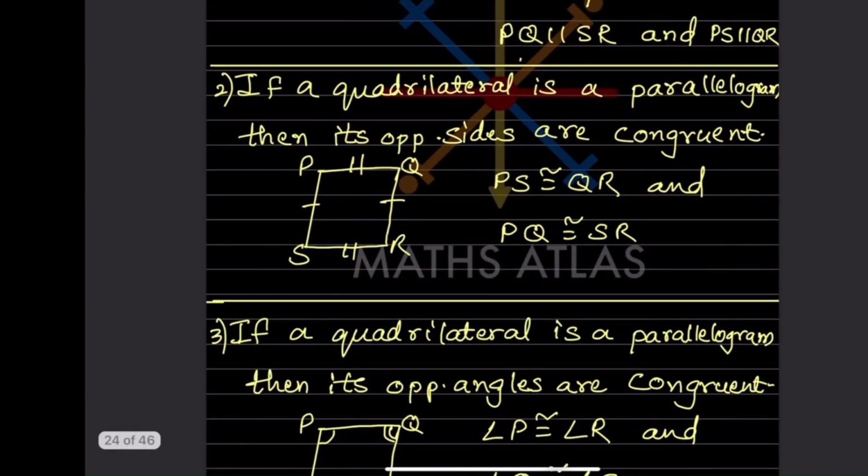So if a quadrilateral is a parallelogram, then opposite sides are also congruent. So this side will be congruent to this side, and this side will be congruent to this side. So we can say PS is congruent to QR and PQ is congruent to SR.